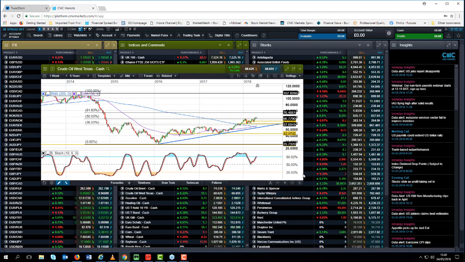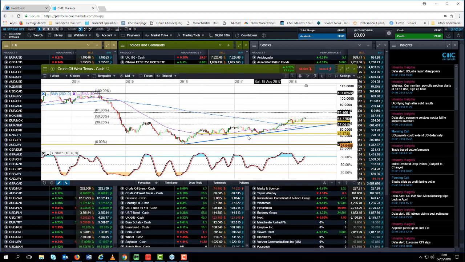If we get these here, there we go. We can see that between 50% and 61.8, there's virtually nothing. There's sort of what I would call a fresh air, a vacuum. In that weekly candle here, we dropped pretty much $12 in the space of a week.